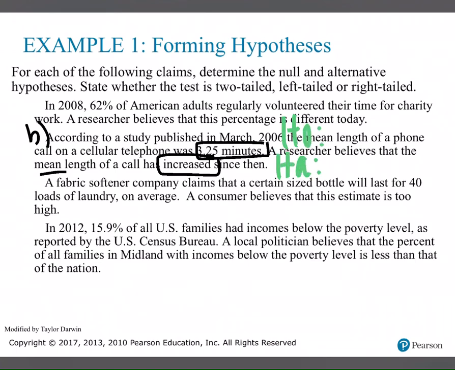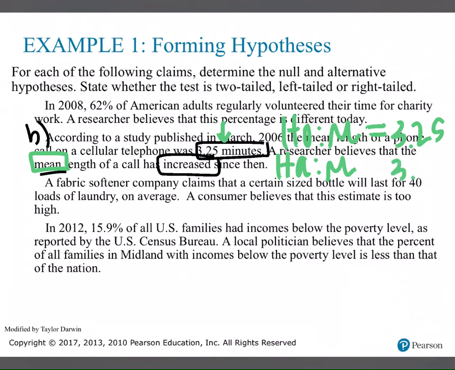And I need to figure out what the parameter is. It's talking about mean. It uses the word mean, and it will use the word mean or average if it's talking about a mean. And then the number that I care about is that 3.25. So the null is always equal to the number it gives us.